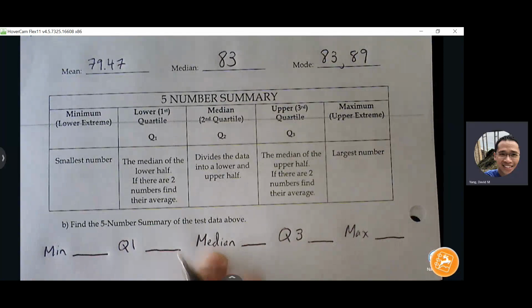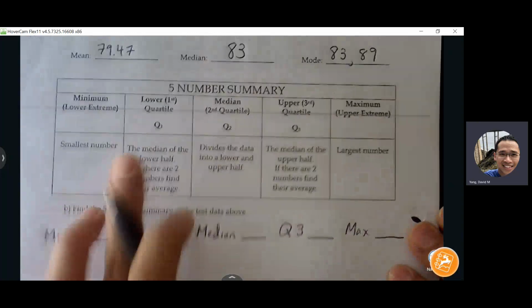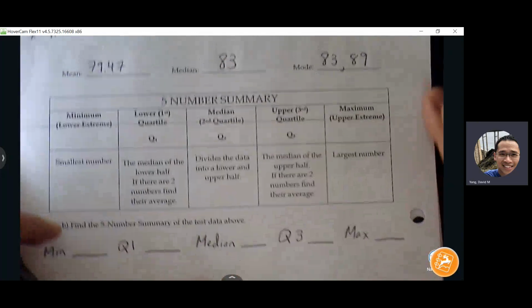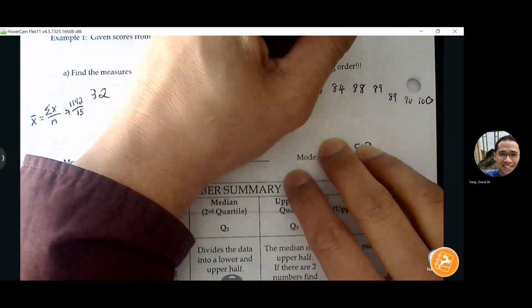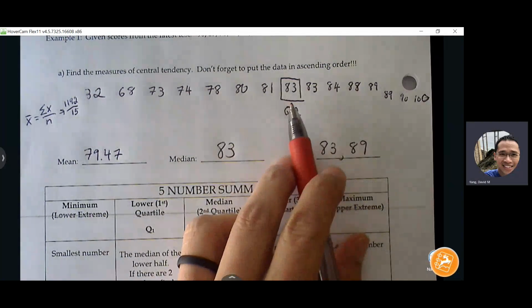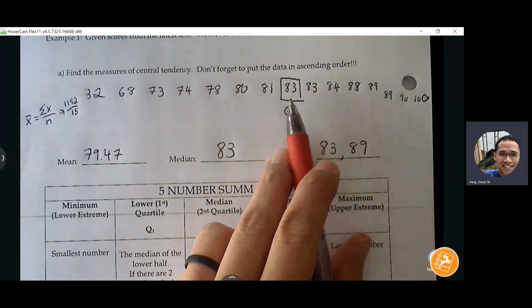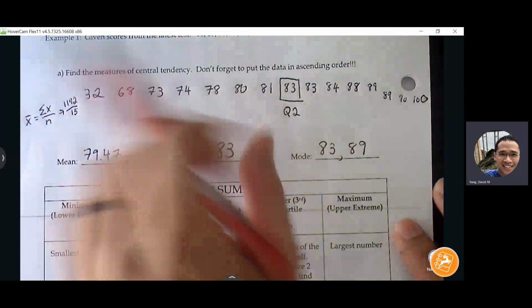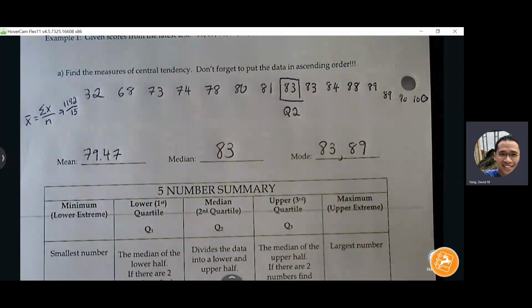Now, the median is also called Q2. Okay, so Q2 is basically right in the middle here. So Q1, Q2, Q3. So your median is your Q2. Now, if there's only one number for your median, if your median does show up in your data, then it's not going to be part of your lower and your upper half. You're going to leave that alone.